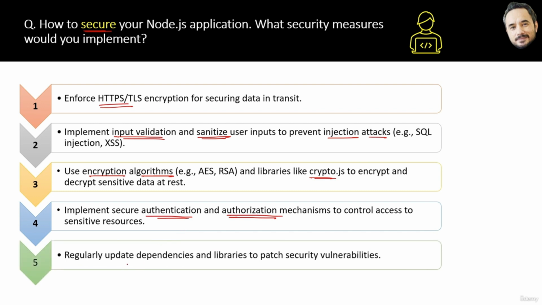The fifth point is to regularly update dependencies and libraries to patch security vulnerabilities. See, don't use the older versions of the inbuilt and third party modules in your project. So keep on refreshing them and use the latest ones. Okay, great. These are the 5 points, and yes, your answer can be a bit different than mine. You can add a few more points, and that's completely fine because different projects have different setups and different experiences, right? So these questions' answers can be different.